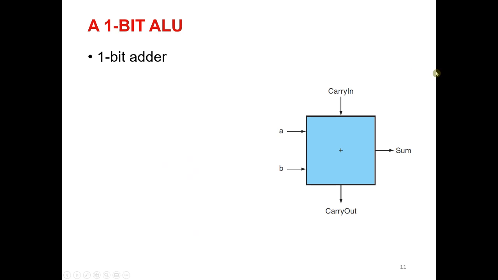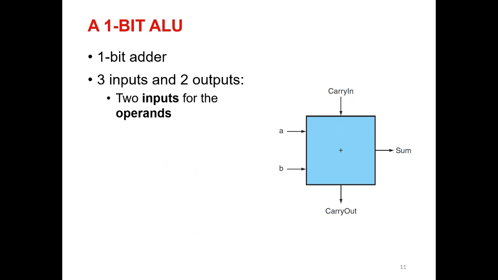For now, we will assume that this is like a black box which just performs the addition, and we will see later what is actually happening inside this black box. Okay, so here we have what we call a 1-bit adder, which just has 3 inputs and 2 outputs.